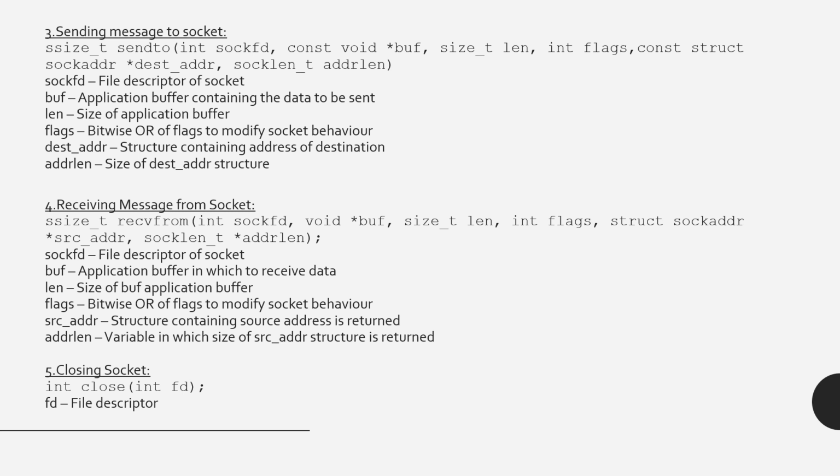Next, receiving a message from a socket. The syntax is given below and the arguments are socket fd, the file descriptor of the socket, buf, the application buffer in which the received data is stored, len, the size of the application buffer, flags, bitwise OR of the flags to modify socket behavior, address, the structure in which the source address is returned, and address length, the variable in which the size of the address structure is returned. Next, closing a socket. The syntax is given below and the argument is fd, the file descriptor.